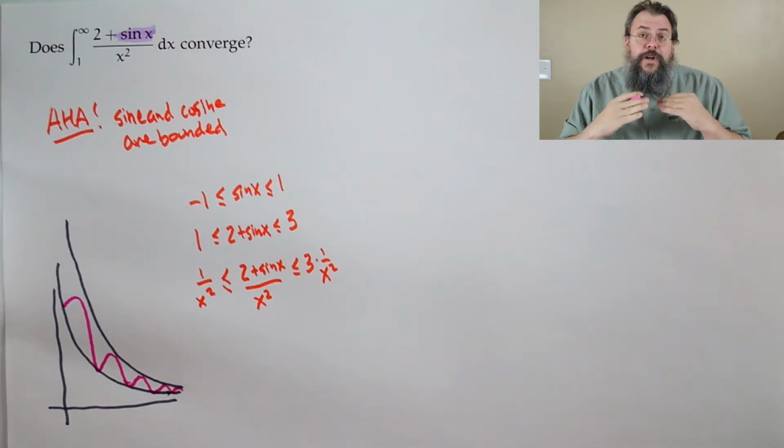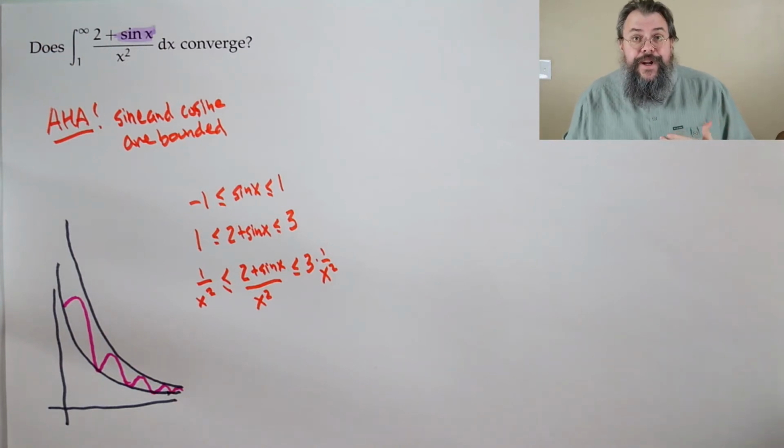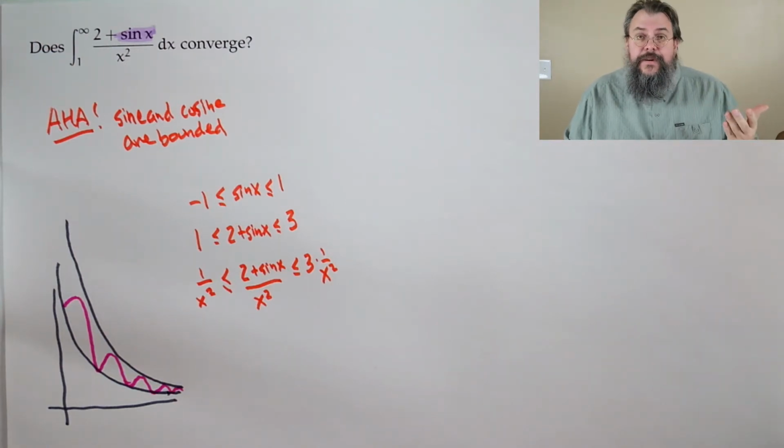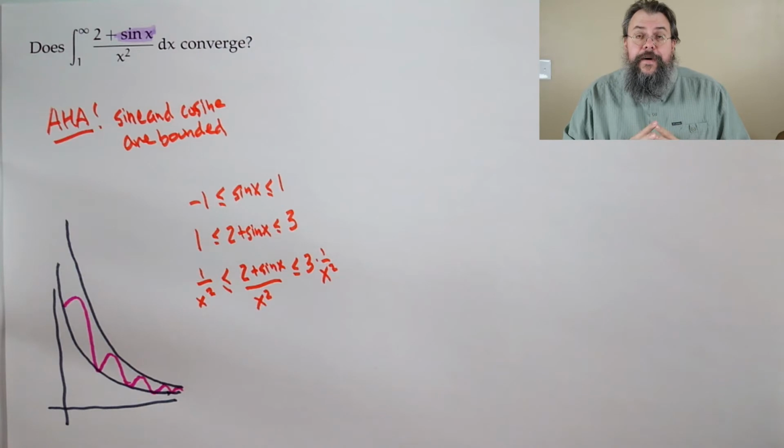So there we are. What have we really done? Well, we said, hey, this really unusual function is bounded between two functions which are pretty nice. 1 over x squared and 3 times 1 over x squared are really very clean functions. So now we have to make a decision. Does it converge?